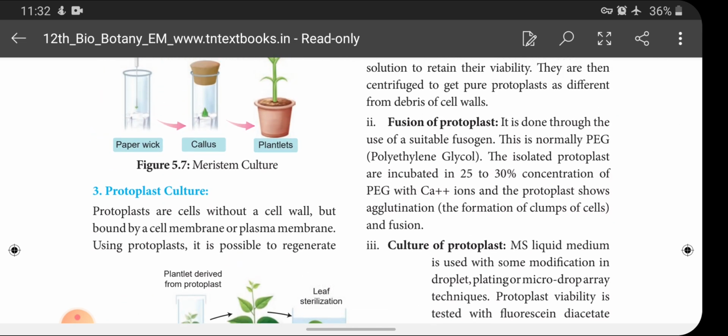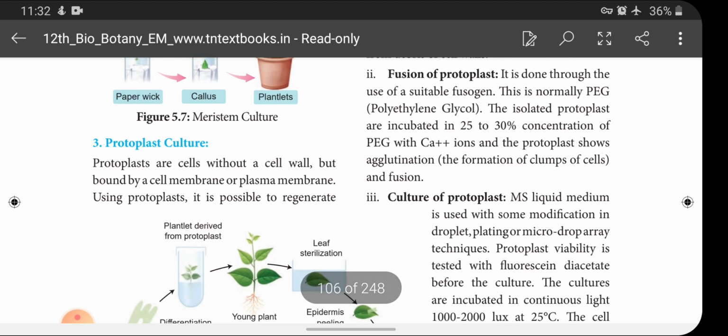The isolated protoplasts are incubated in 25 to 30% concentration of PEG with calcium ions, and the protoplasts show agglutination and fusion. Okay. So isolated protoplasts are incubated with polyethylene glycol and calcium ion concentration, followed by fusion of protoplast. Okay. So now we have seen two steps in the protoplast culture. One is isolation of protoplast, another one is fusion of protoplast, and the third one is culture of protoplast.